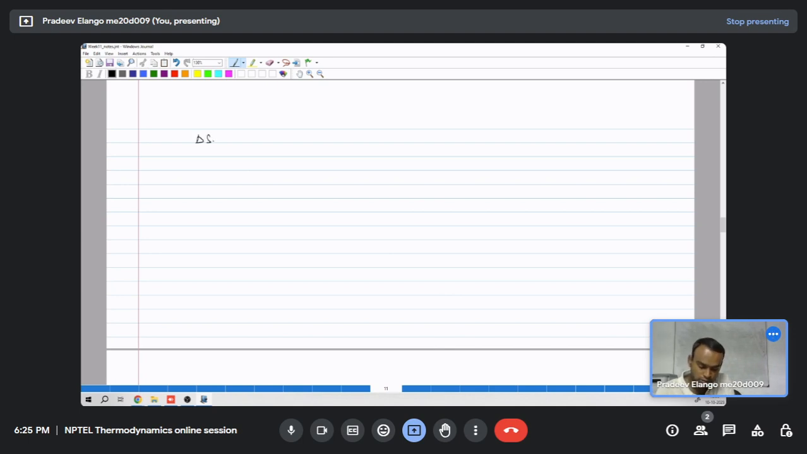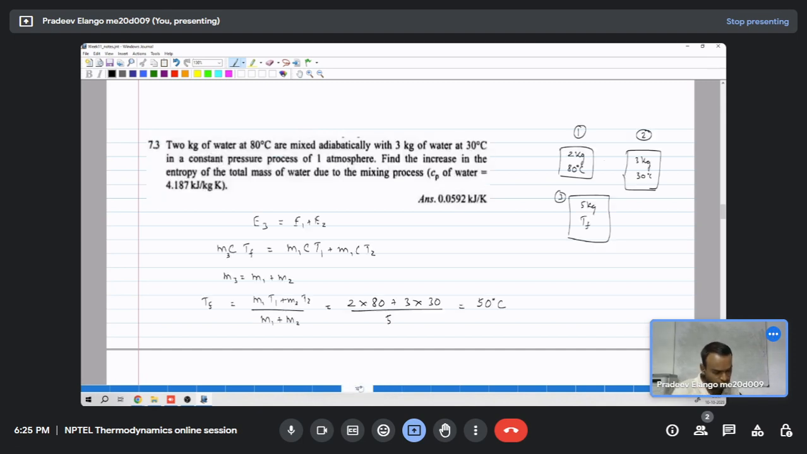So entropy generated by the first body, which is around 2 kg of water, can be written as mc ln of T2 by T1. Here m is 2 kg, c is 4.187, and T2 is 50 degrees Celsius, which will be 323 Kelvin. Similarly, this will be 303 Kelvin, and this is 353 Kelvin.